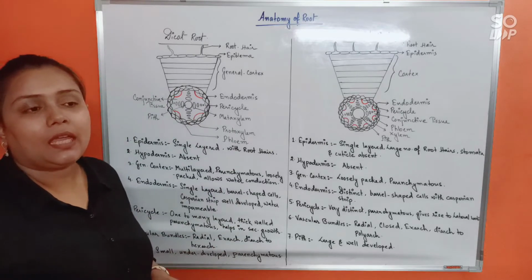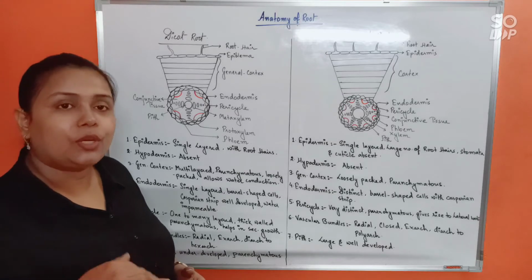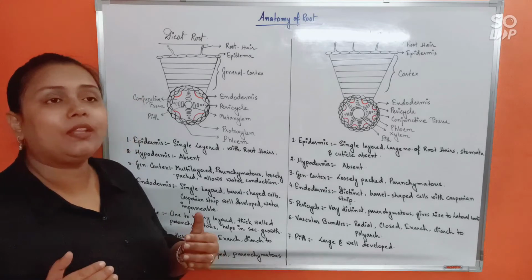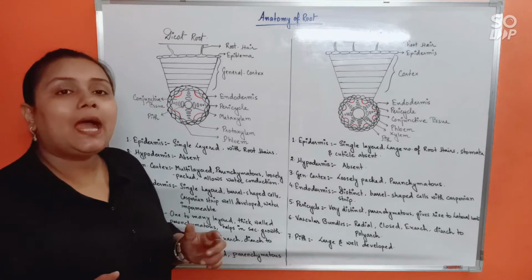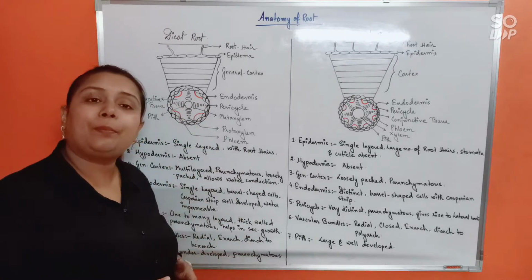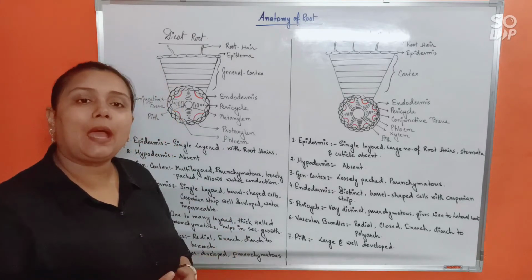See, in dicot roots, the pericycle will later on, during the secondary growth phase, okay, when the secondary growth phase is reached and the plant is mature enough, a few cells of the pericycle will become meristematic and give rise to cambium.